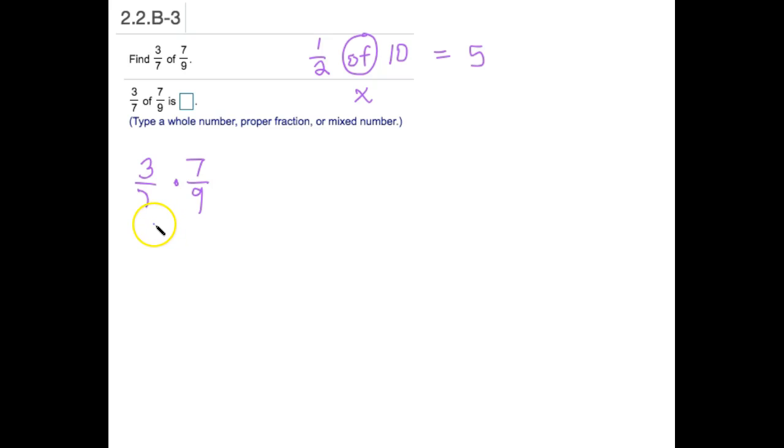Another thing you can do to make this a little bit easier, just saves simplifying later on, is to cross cancel. So whenever you see a multiplication symbol between two fractions, you can see if there's a common factor between the numerator and the denominator that are across from each other. So 7 goes into 7 once and 7 goes into 7 once. They both have a common factor of 7. And the 3 and the 9 have a common factor of 3.